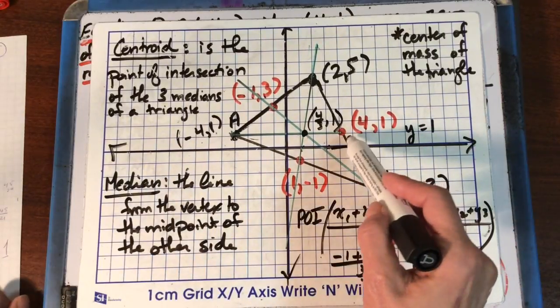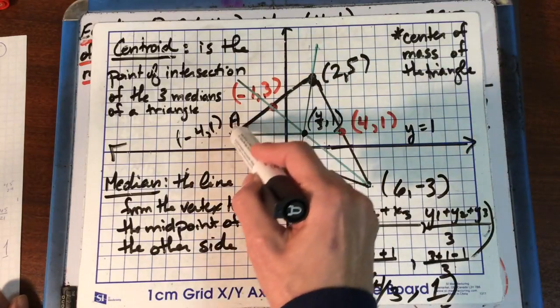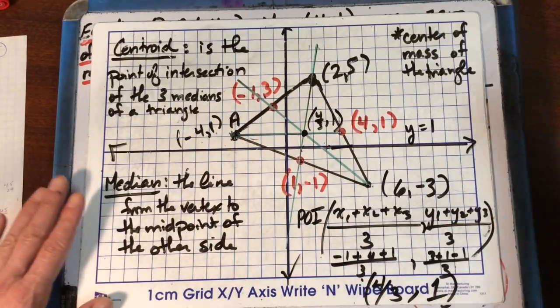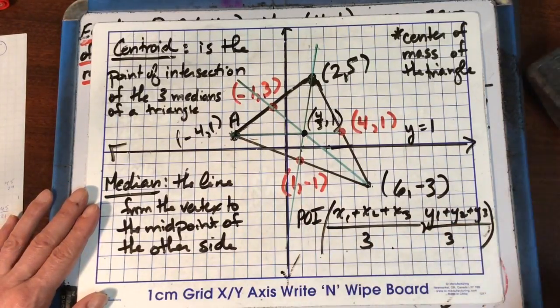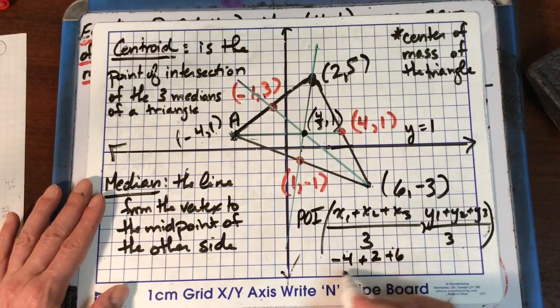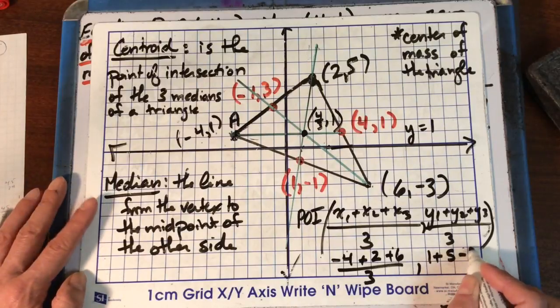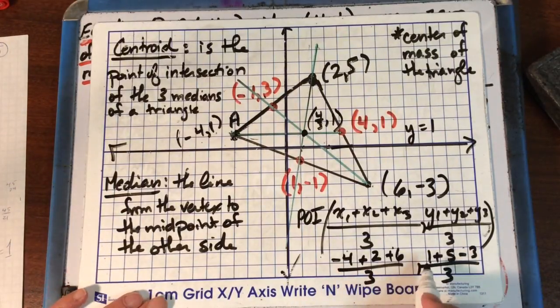Okay. Now, I took the midpoints. You don't have to do that. You don't even have to find the midpoints. You can try it also with the 3 vertices. So let's do that right now and see how that works. It's also going to work, let me assure you. So negative 4 plus 2 plus 6 over 3. And then we've got 1 plus 5 minus 3 over 3. And if you calculate this, you will get 4 over 3. Negative 2 and that's negative 2 plus 6, 4 over 3. And 1 plus 5 is 6 minus 3. 3 over 3 is also 1.